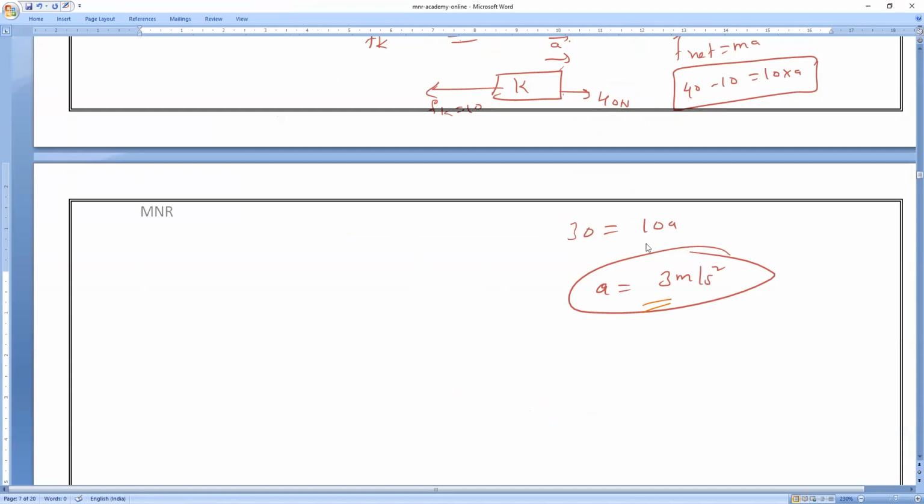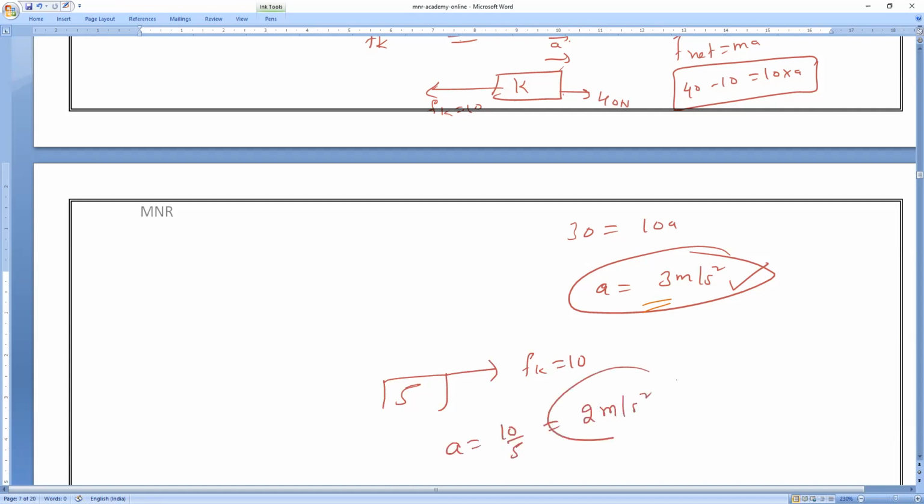Now, as it is kinetic friction, will they move together or will they move separately? They'll move separately. So this 3 meter per second square is the acceleration of which body? The 10 kg body. The 5 kg body is experiencing only one force, that is the limiting force. Sorry, the kinetic force, which is equal to 10 newtons. So the acceleration is equal to what? 10 by 5, which is equal to how much? 2 meter per second square.